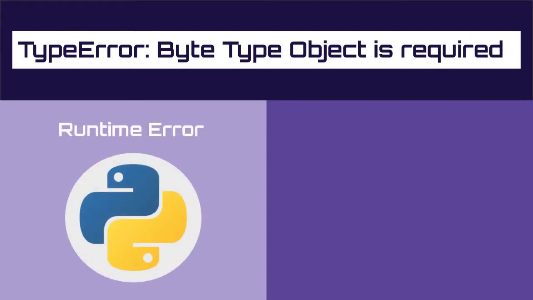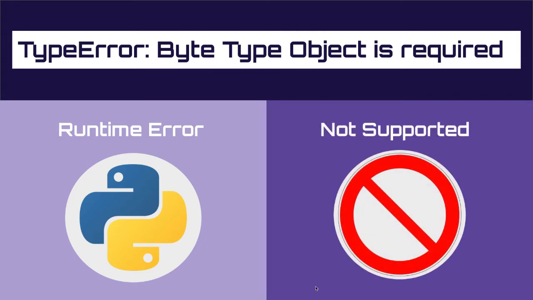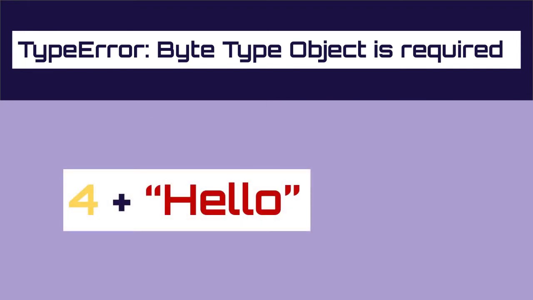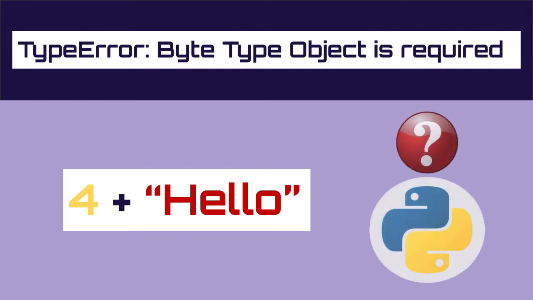This is a runtime error, meaning that it's an error that Python encounters while it's executing your program. The type error is indicating that your code is trying to execute an operation that is not supported by the type. For example, if you try to add a number or an integer with a string, you will get a type error because Python expects that you add a number with another number, not with a string. So, Python doesn't really know what to do or how to perform that operation.